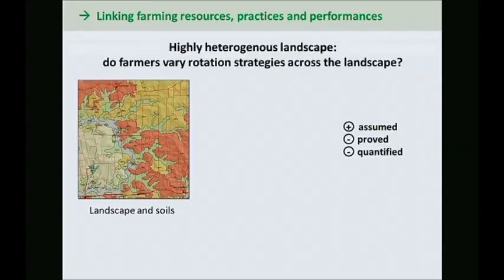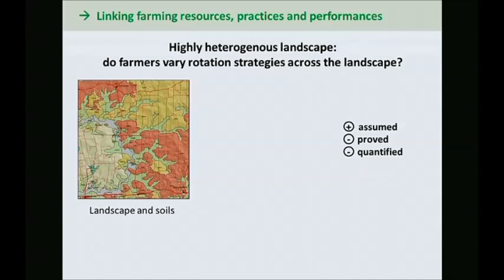The question we are asking here specifically is, in the very heterogeneous landscape of the wheatbelt, do farmers vary rotation strategies across the landscape? It is worth asking because it's assumed. We all know farmers do different rotations depending on what soils they have, but it's not proven and it's not quantified. So we actually don't know which rotation that is.